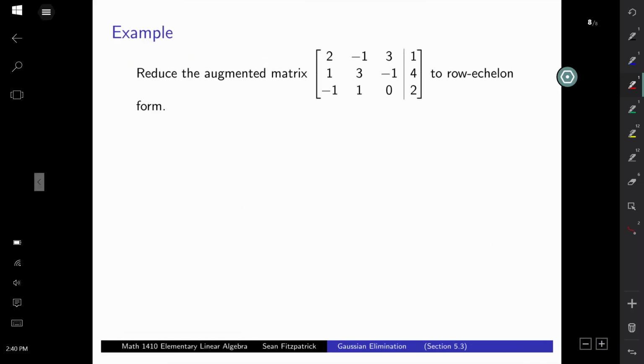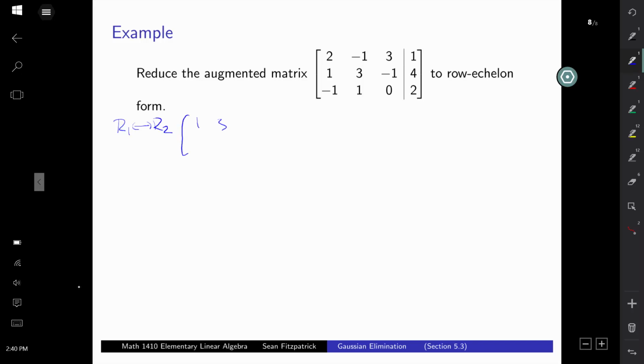Okay? So here's what it looks like. We've got an augmented matrix. We want to reduce it down to row echelon form. We won't worry about reduced row echelon form yet. So the first thing I could do is divide row 1 by 2, but the smart thing to do here is probably swap row 1 and row 2.